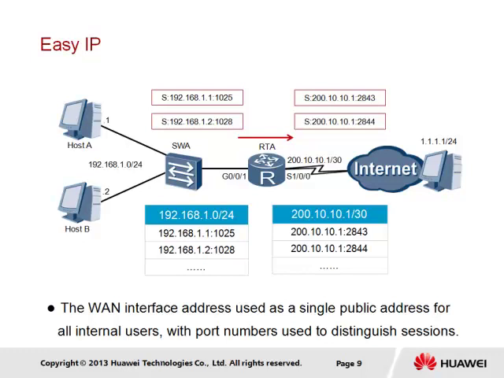If we take 192.168.1.1 for example, we find that traffic is associated with port 1025. On the outbound interface, the interface address is used together with port 2843. Traffic returned and destined for port 2843 of 200.10.10.1 can be simply mapped back to 192.168.1.1 with a port of 1025. A similar process also takes place for host B.